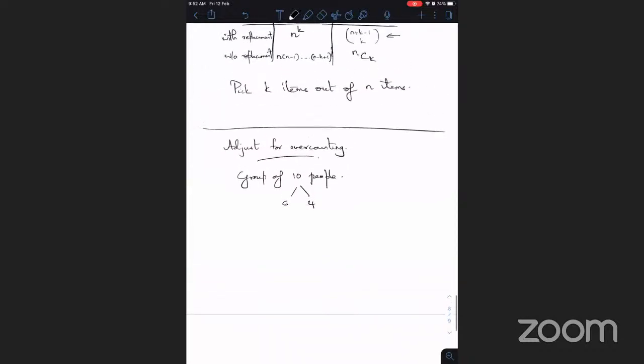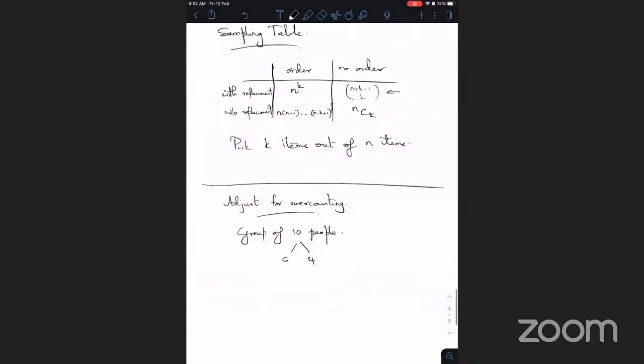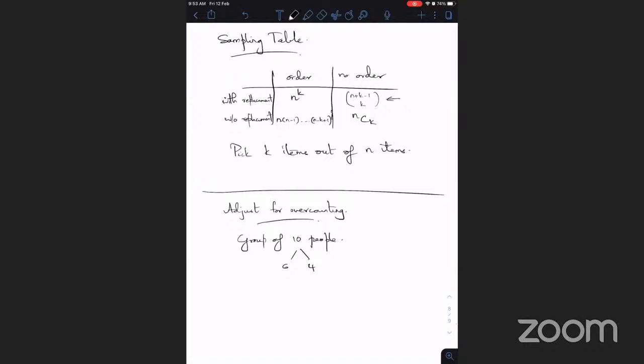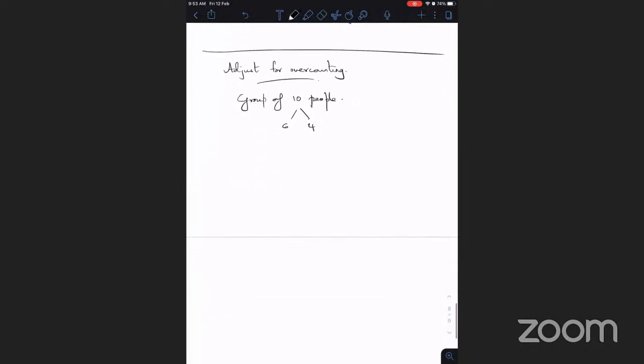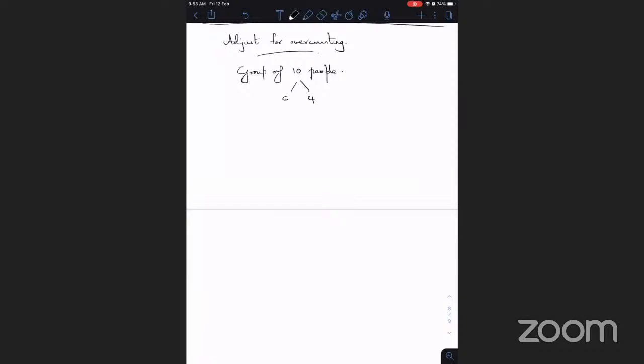Oh, nice. So someone actually said the answer for the previous sampling table problem. So the stars and bars. This is a keyword that you can search for to figure out the answer for this. Yes, that's the right way of looking at it. Correct. So coming back to adjusting for overcounting, the problem is to split a group of 10 people into 6 and 4. And the question was, how many ways are there for doing this?